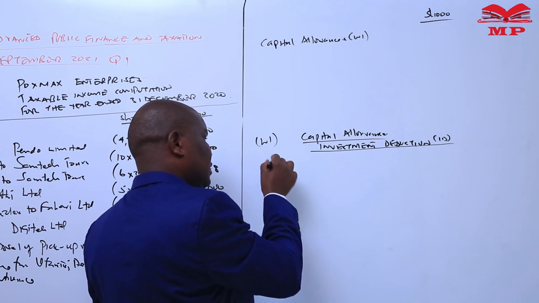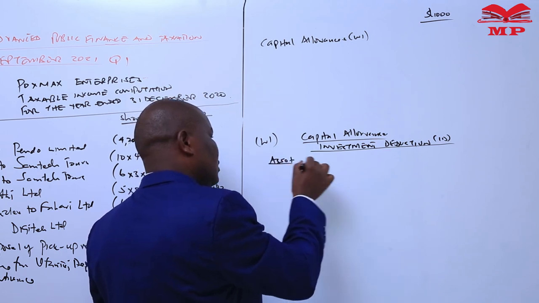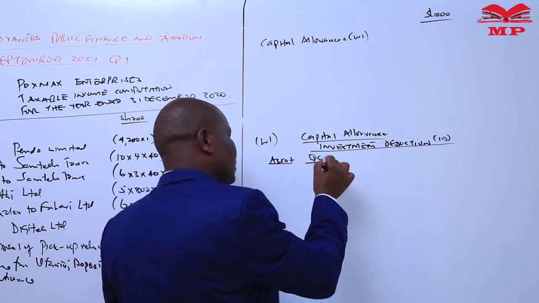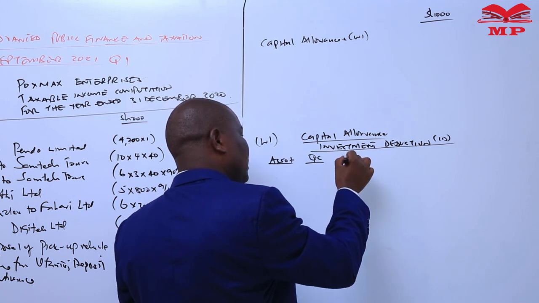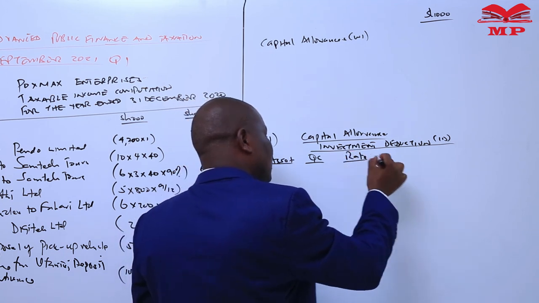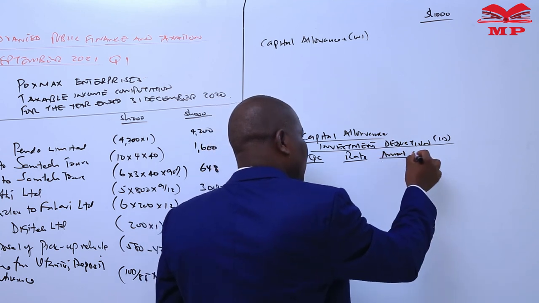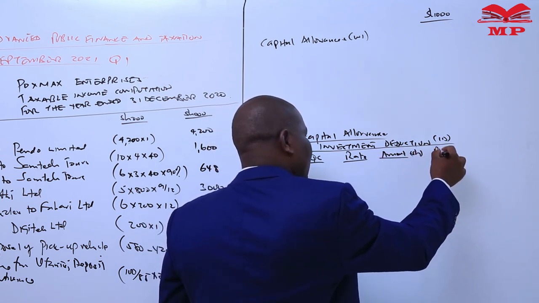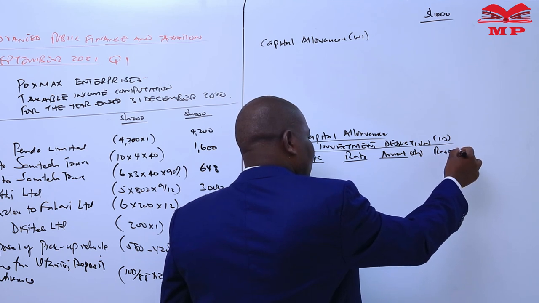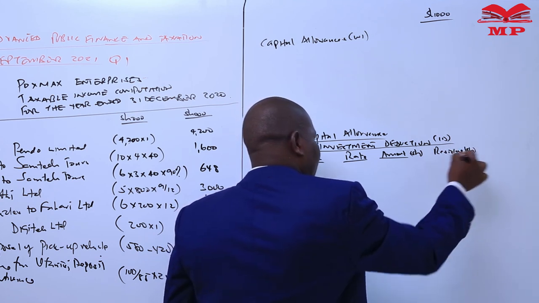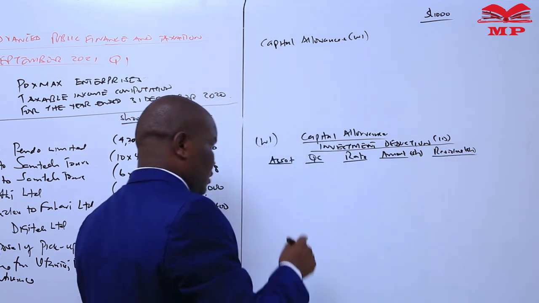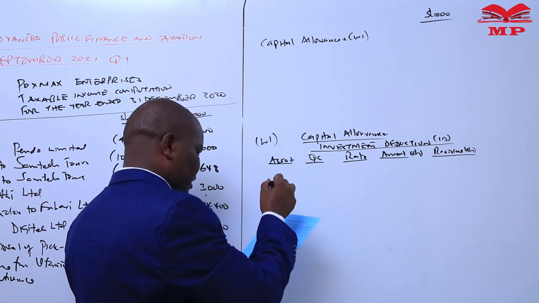We have the asset, we have the qualifying cost, we have the rate, the amount in shillings, and then the residue or residual value. It means the same thing. So we write here, manufacturing machine.